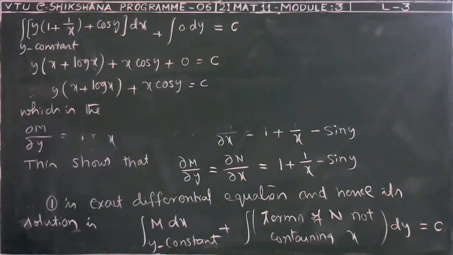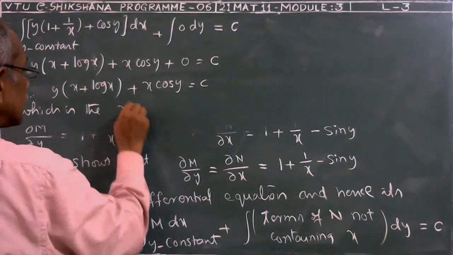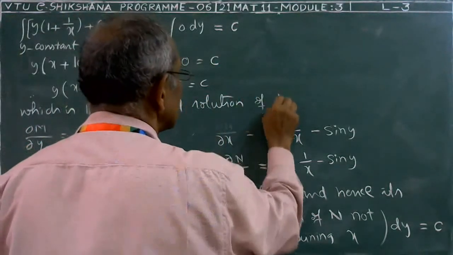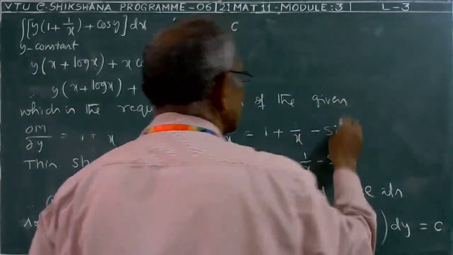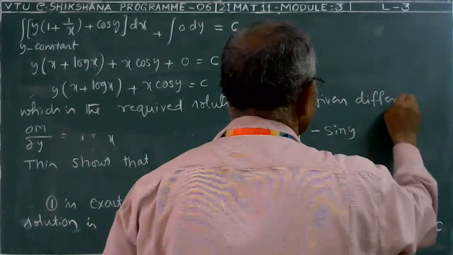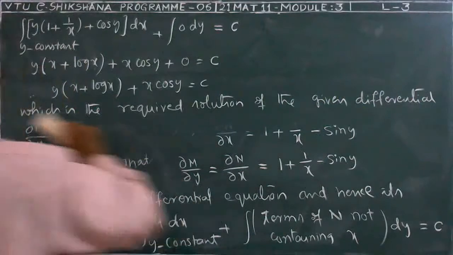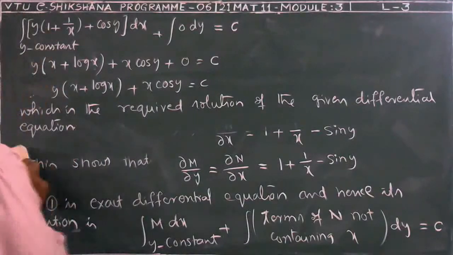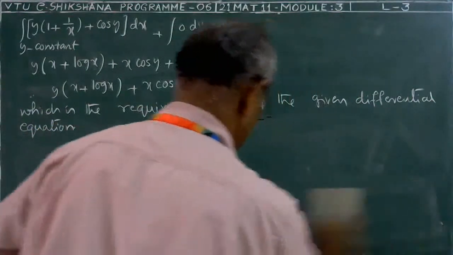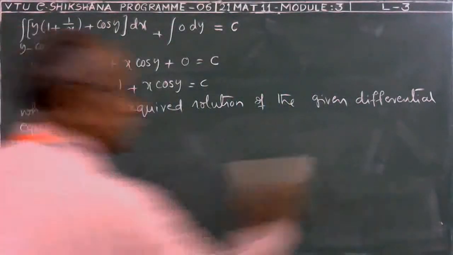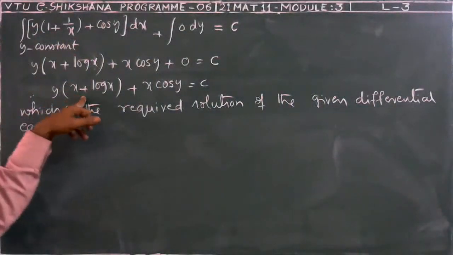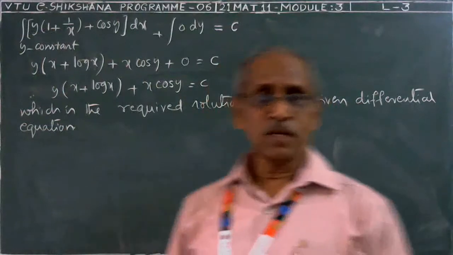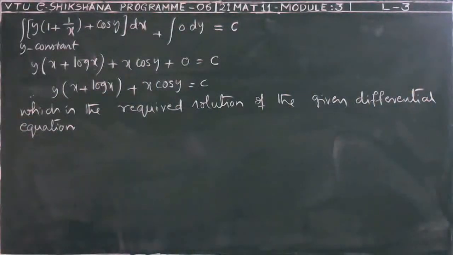So we can conclude that this is the required solution of the given differential equation. If possible, we can simplify. If there is no possibility of simplification, we can take that expression as the solution of the given differential equation. So let me consider another example.